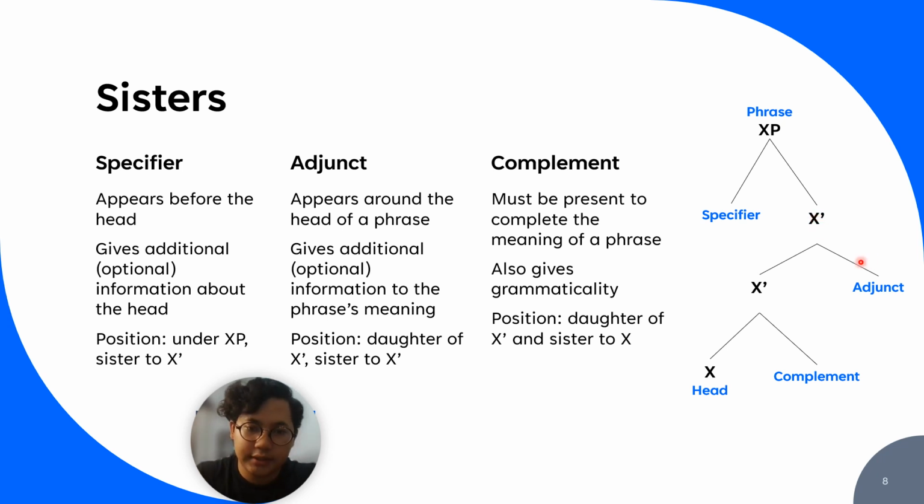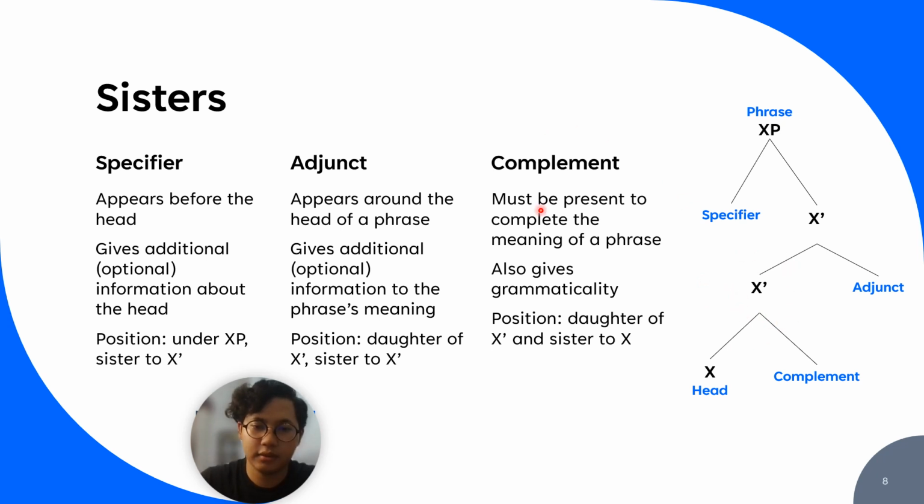As for the adjunct, it appears around the head of a phrase. So here's the head, it's close by, so it's an adjunct. It gives additional optional information to the phrase's meaning. So instead of giving information about the head, it gives information about the phrase. And its position is that it must be a daughter to an X-bar and also a sister to an X-bar.